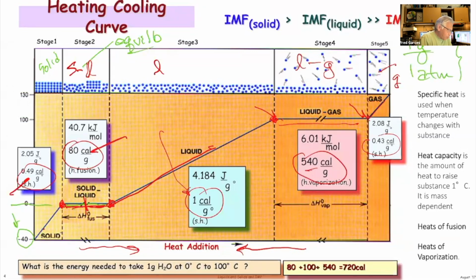Okay, remember that melting and freezing are the same thing in the reverse order, and the heat that is associated with that is called the heat of fusion. Remember that boiling and condensation is the same thing, and the energy associated with that is called vaporization. So hopefully that is a good summary of what you guys learned already in the past. This is what we call a heating cooling curve.